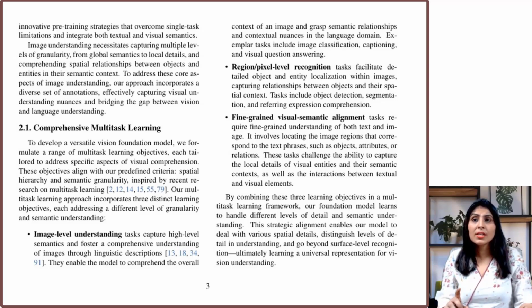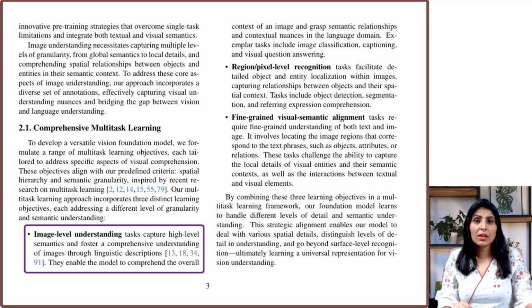So the first one is image level understanding. Image level understanding means it recognizes what is in the image and describes it in words. So this involves two tasks: identifying objects in the image like a car or a tree, right? And then generating a caption that describes the whole scene. So like, red car parked under a tree. Okay, so this is what image level understanding means.